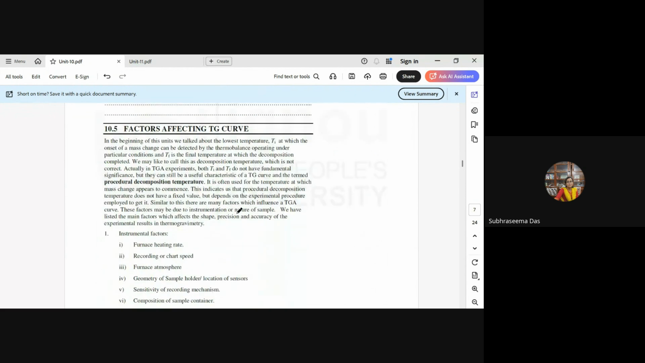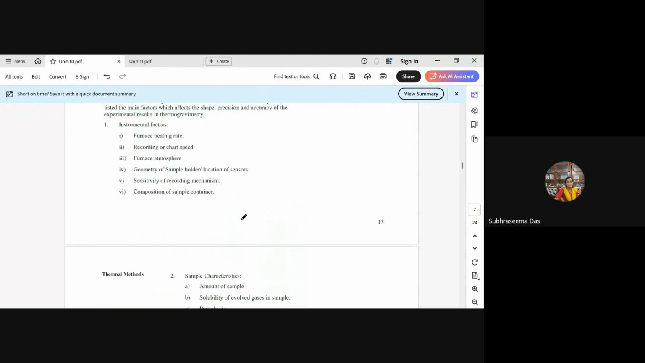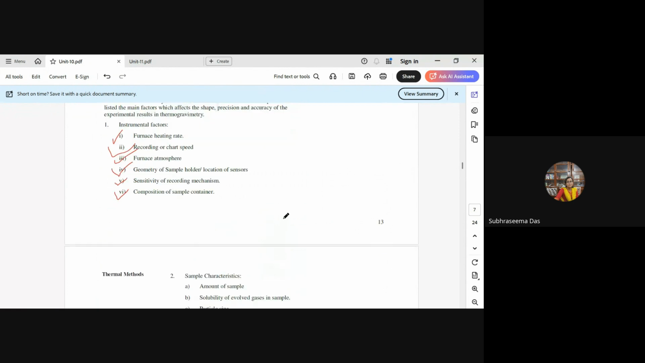So now coming to the factors influencing the TG curve. The TG curve, as we see, is plotted as mass versus temperature. There are various factors which will definitely influence the TG curve, and first we will talk about the instrumental factors. The instrumental factors are the furnace heating rate, the recording speed, the furnace atmosphere, the geometry of the sample holder, the sensitivity of the recording mechanism, and the composition of the sample container.